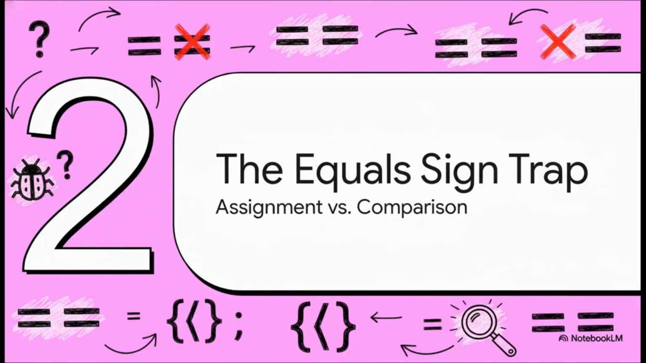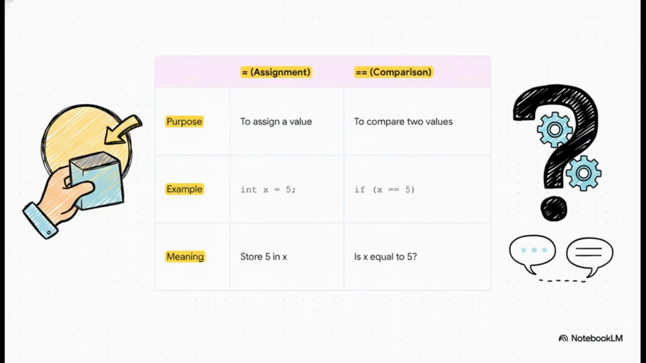Okay, let's put on our detective hats and start with the number one offender. Seriously, this is probably the most common logic error for beginners. It's a tiny little character that causes a massive amount of confusion, the equal sign. Okay, this is so important. A single equal sign is a command. It's an order. It says, hey Java, take this value and assign it to this variable.